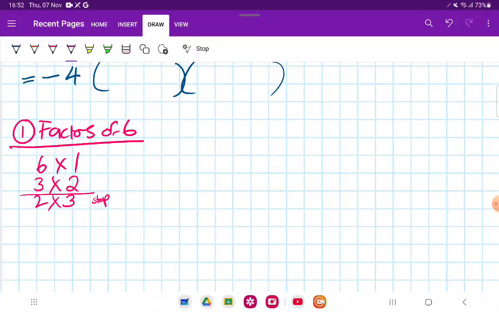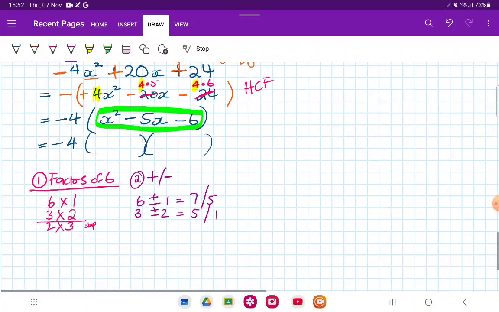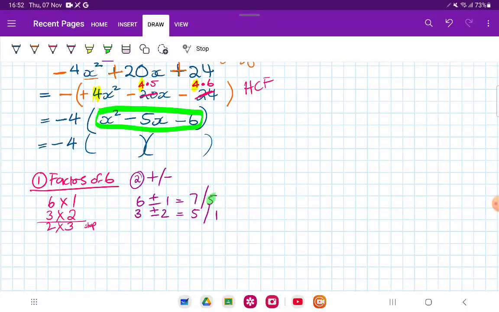Once I got my factors, I am going to do plus or minus. So I'm going to say 6 plus minus 1 gives me 7 or 5. And 3 plus minus 2 gives me 5 or 1. What am I looking for? I am actually looking for 5, which shows up twice. Oh, now I have to check and decide which answer is correct, which is why we don't stop at step 2. We have to do step 3.